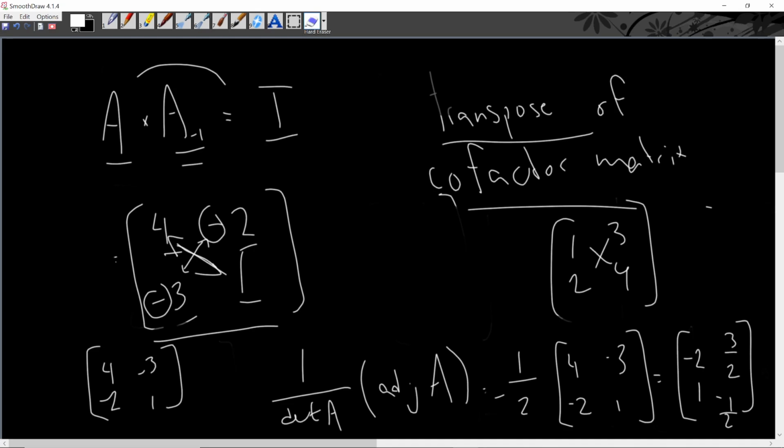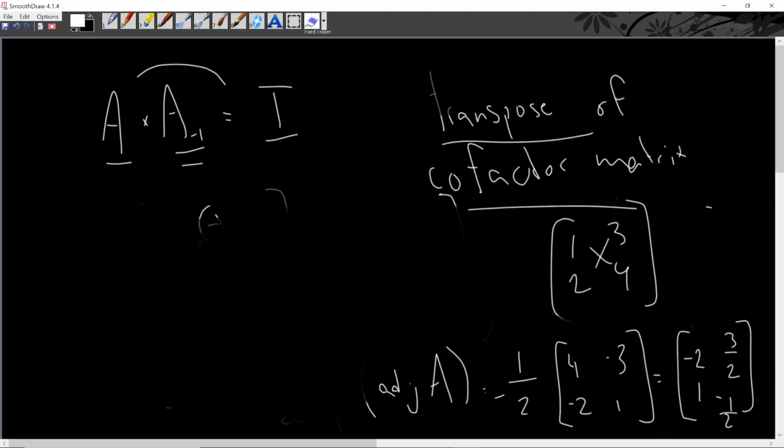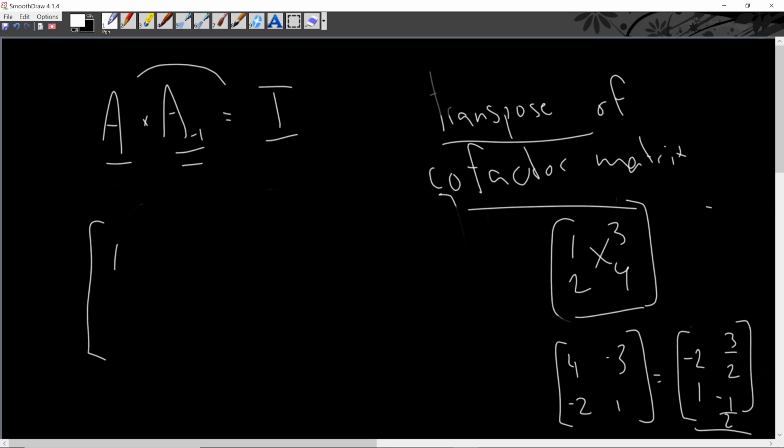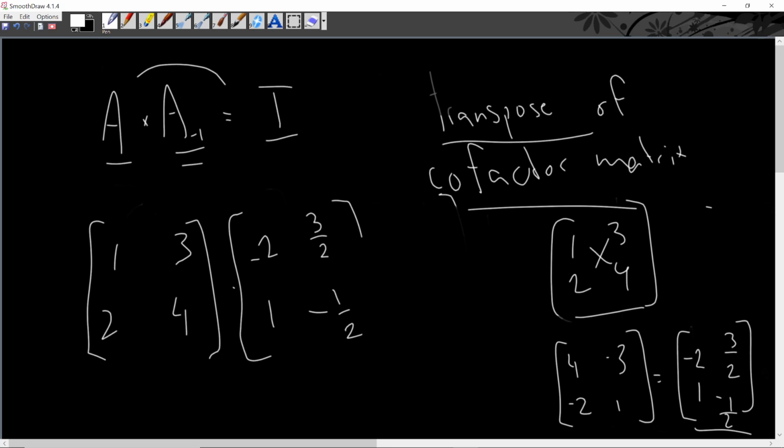Alright, now we can actually prove, or not really prove, but just see that the inverse of a matrix is going to give the identity matrix. So if this is the inverse of that, when we do a multiplication of the two, we should get the identity. So we have 1, 2, 3, 4 times negative 2, 1, 3 halves, negative 1 half. Alright, so let's do that.